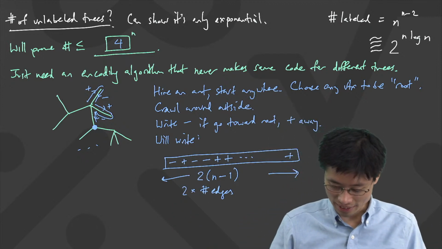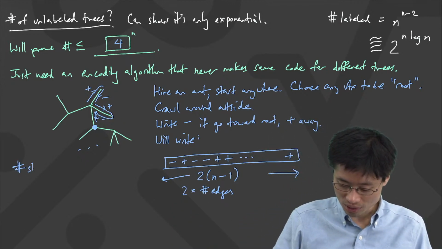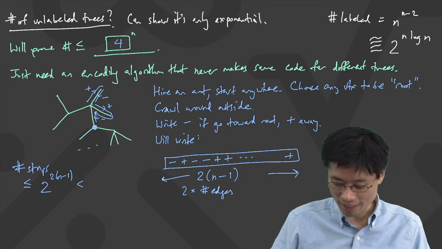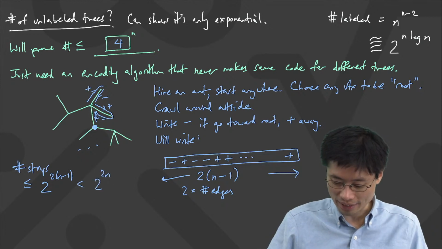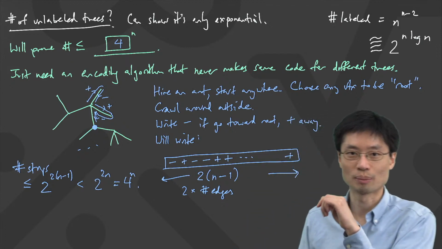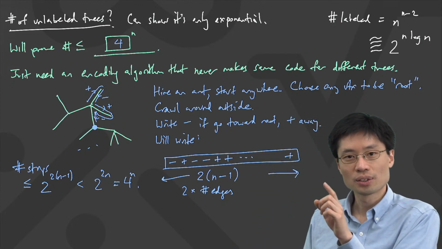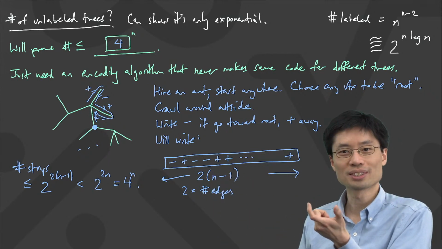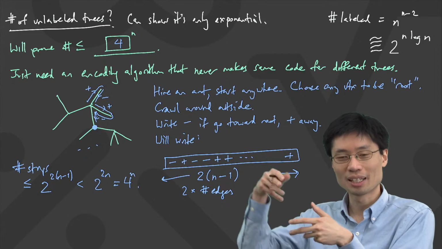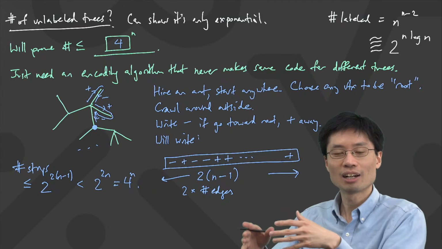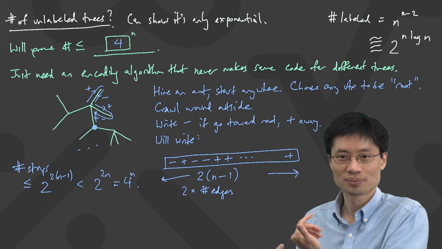So what I just did here is that the number of strips is less than or equal to 2 to the twice of n minus 1, which is definitely less than 2 to the 2n, and that's 4 to the n. We're just showing some exponential bound. But that's just showing that, sure, I could do this plus and minus. The key part is, how do you decode this thing? If somebody gave you some plus minus thing that was legitimately from a tree, promising it's from a tree, how do you know you can get back the original tree?